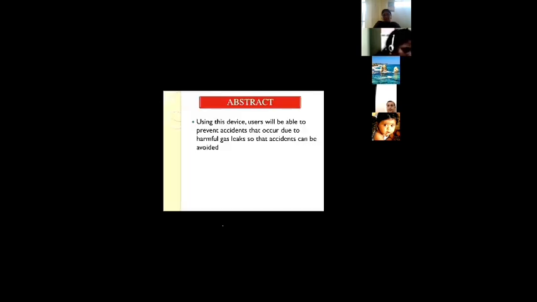Using this NodeMCU device, we can easily predict the gas level, with the threshold level fixed in the gas sensor. If the gas level is below the threshold level, it does not alert the user. If the threshold level is exceeded, it automatically alerts the required home person using their smartphone or any other cloud platform.